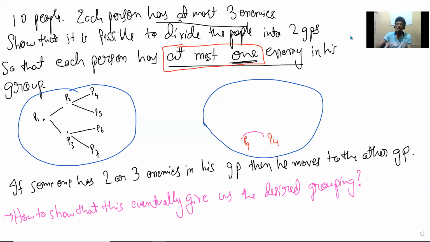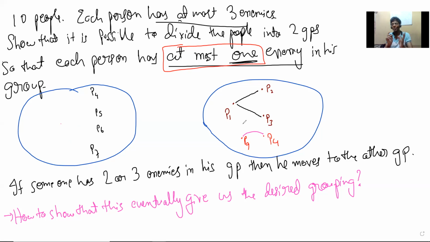Then you see in this case, if you initially move P1 to this side, then you feel it's good. But then P2 and P3 also have 2 enemies each in the group in which they are. So you have to move P2 and P3 also to this side. Is that okay? So the situation, okay, it doesn't become the same, but obviously now you will have to move the P1 back and then everything is good.